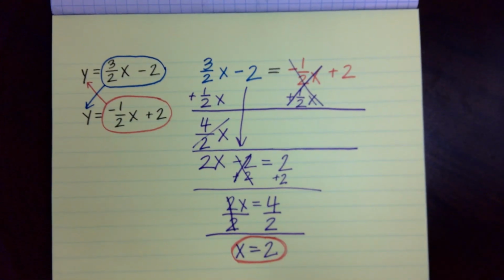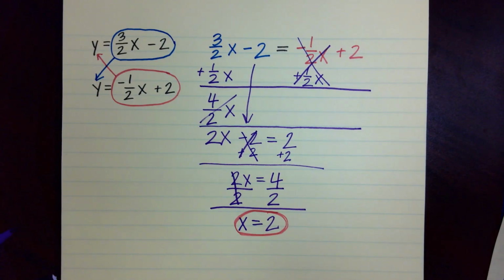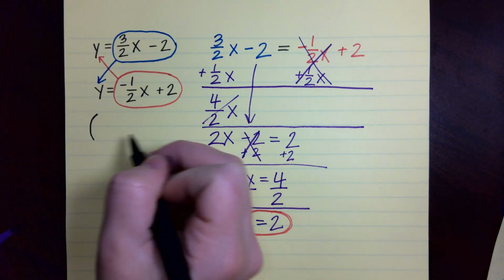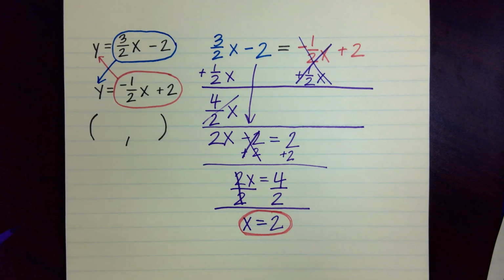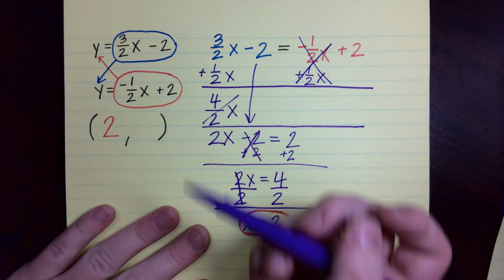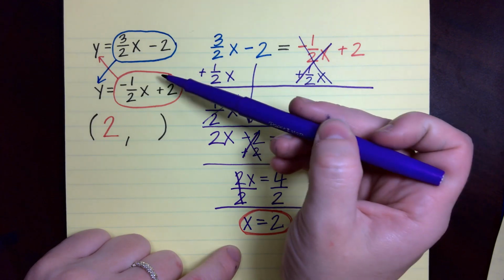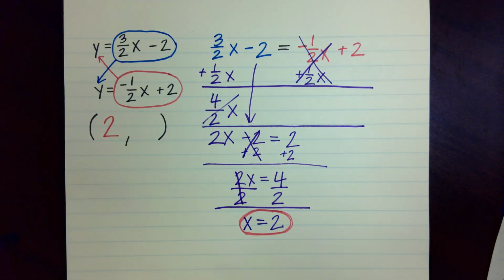So remember, when we solve a system of equations, what's our answer going to look like? The x will be a 2, and then our y is just going to be filling in where the x was. Exactly. So we need to solve for y now. We have our x, so we can put x is 2 into either our top equation or our bottom one. Either one's going to work. Which one do you guys want to do? The top one? All right, let's do that.